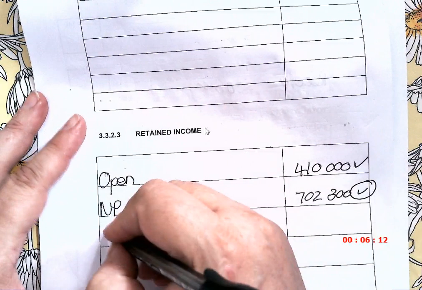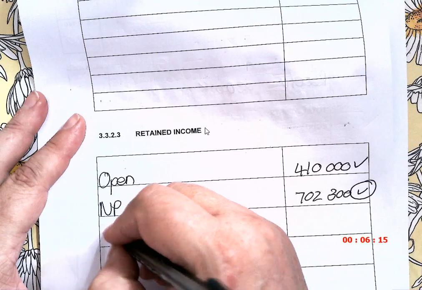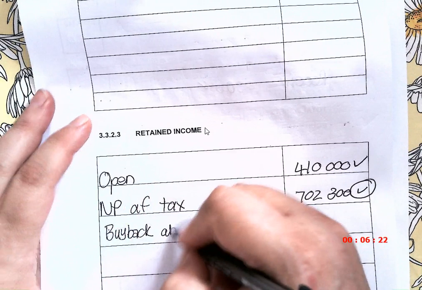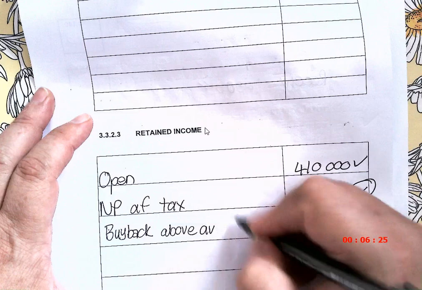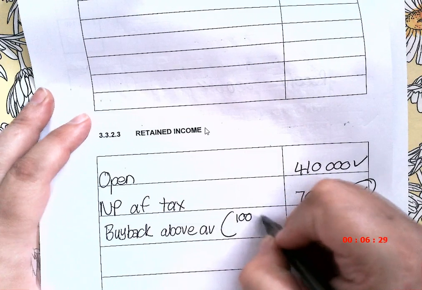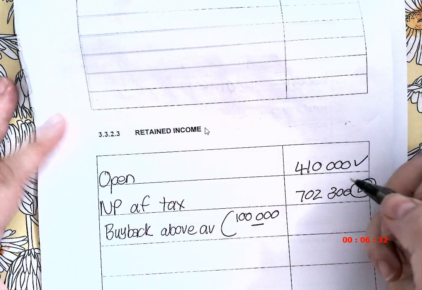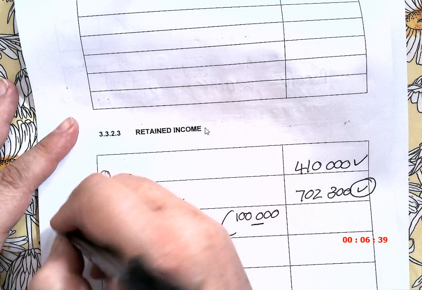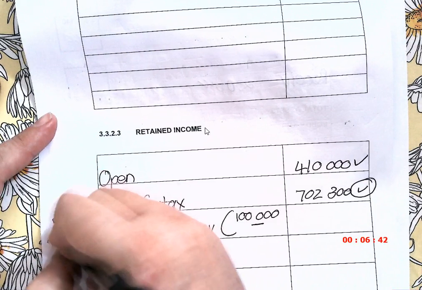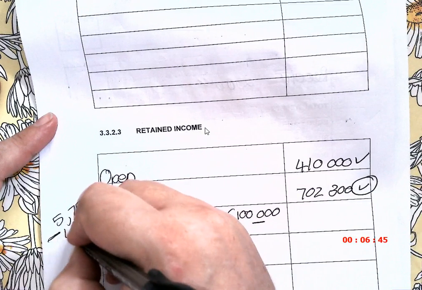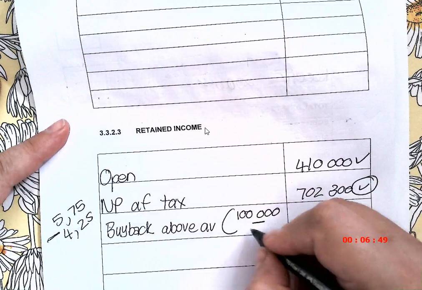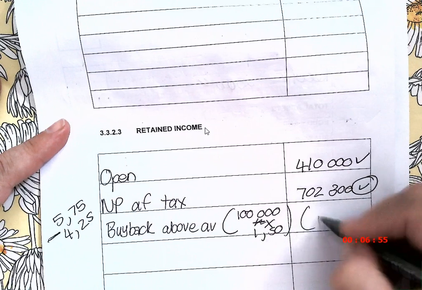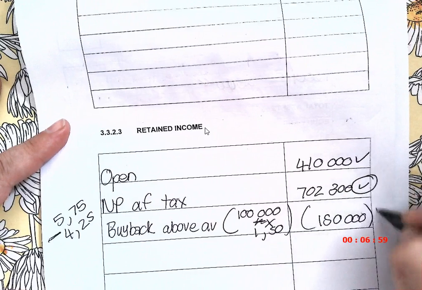Now I'm going to buy back. So I say 100,000 buy back, repurchase above average. And what you do is you do in brackets, you say it was 100,000 shares. What is above average? Let's quickly look. They say we bought it back for R5.75. Right? The average we calculated to be 4.25. So R1.50 is above average. So that gives me 150,000. Please have your bracket ready. That's going to give you 2 ticks.